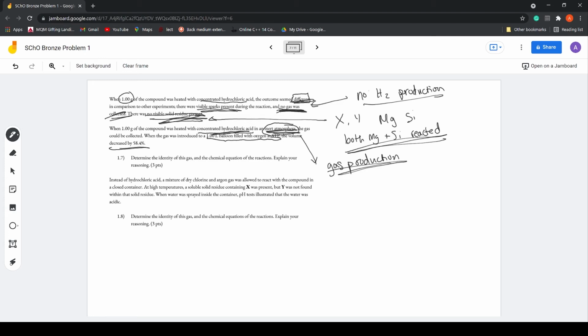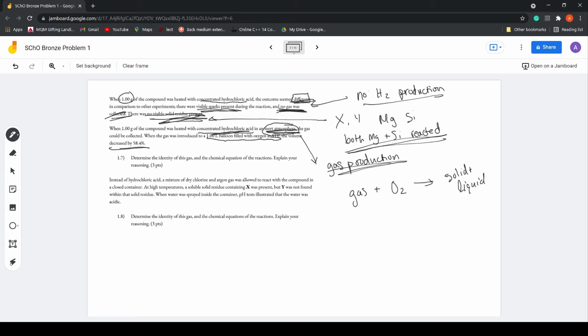What does that mean when the volume is decreasing? That means this gas maybe reacts with oxygen. So if we introduce this gas into some volume of oxygen, it's reacting with this oxygen and maybe forms a solid or a liquid, right? So it's taking oxygen out of the balloon and reacting with it, right?